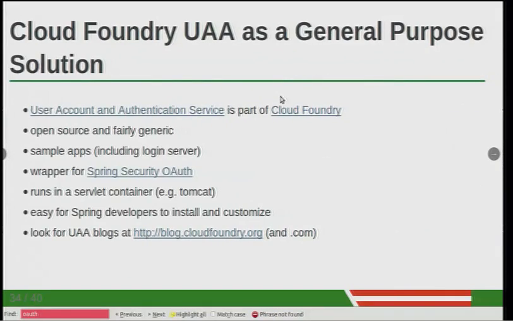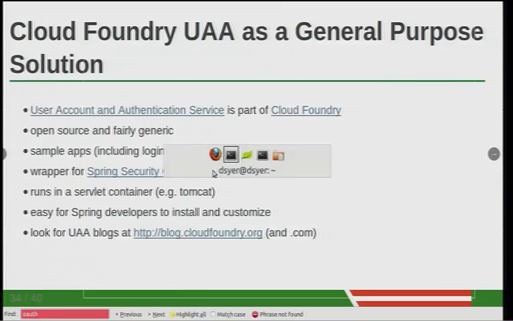Okay, so the UAA is a relatively good general purpose solution. What does it do in addition to Spring Security? It's got some user account back-end storage if you want to use that. It's open source, Apache licensed, fairly generic but opinionated. Some good sample apps. The sample app I just showed you is in the GitHub repository. It's basically a fairly thin wrapper in the OAuth2 provider space. It's a fairly thin wrapper for Spring Security OAuth.